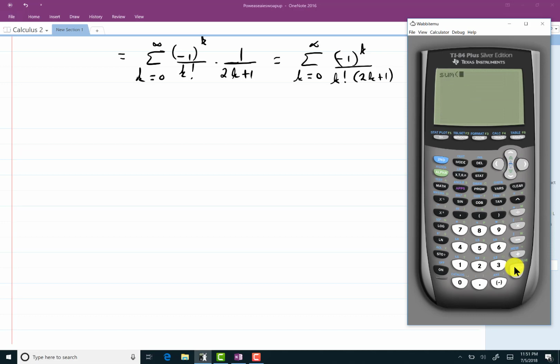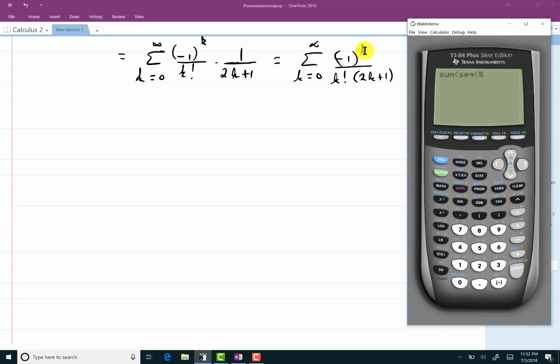Now, when you have a sum, you've got to tell it the sequence that you're going to be using. And the sequence we're using are these individual terms. So you've got to tell it to sum a sequence. So I'm going to go back to the catalog, and I'm going to press the letter S again. Scroll down. There it is, seq with parenthesis around it. So I got sum, seq.